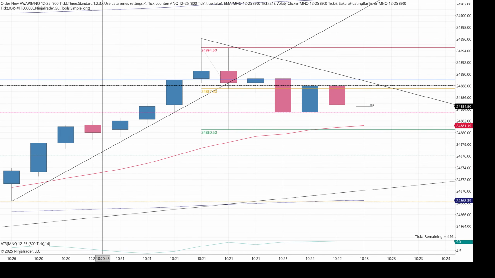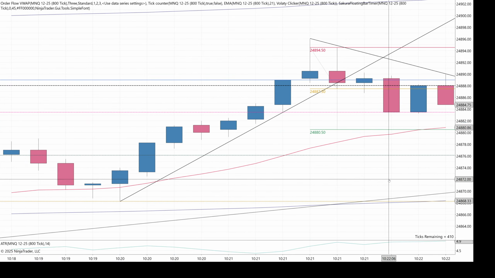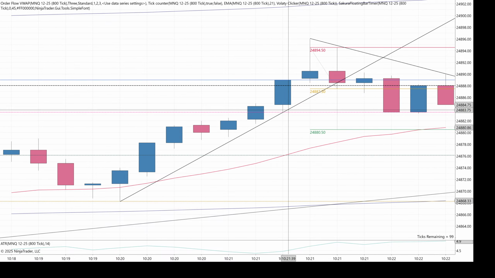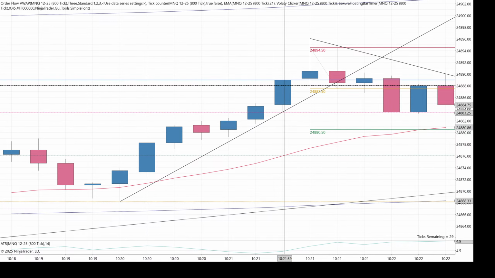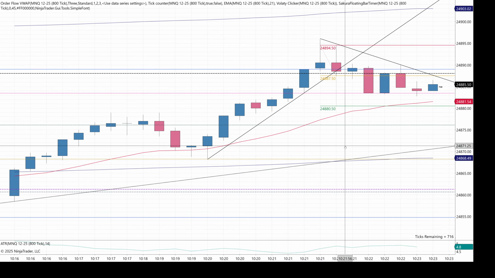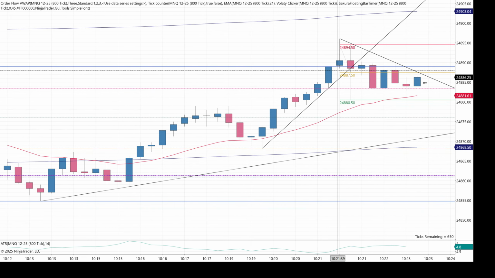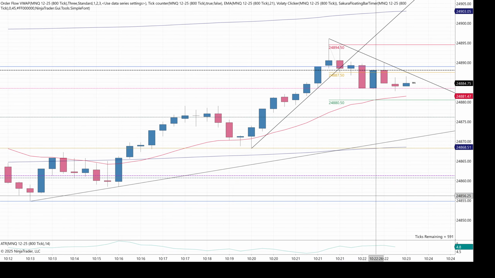Are we technically, did it close below? This is so marginal, guys. You have to zoom in this much to see if this signal candle actually closed below, and I believe it did. I really do believe it did. Yeah, right there. So we still are in this bearish trade.